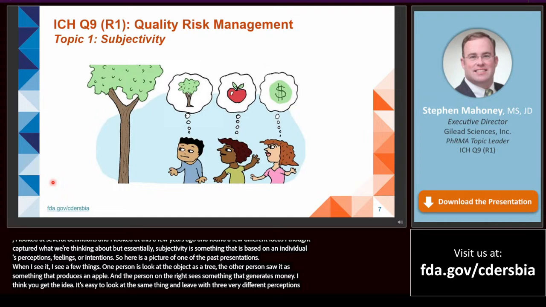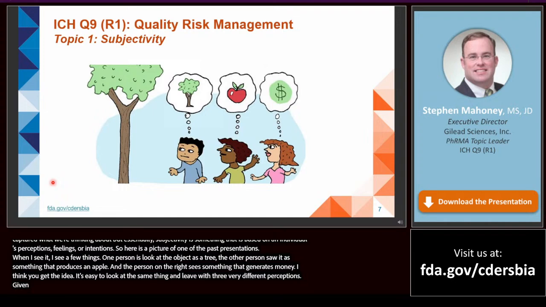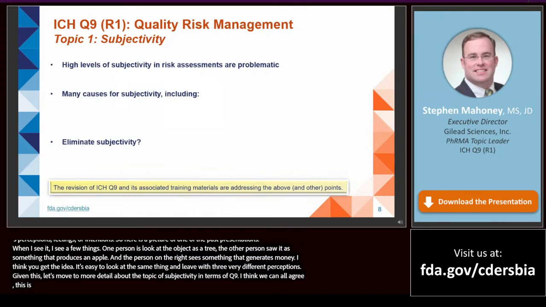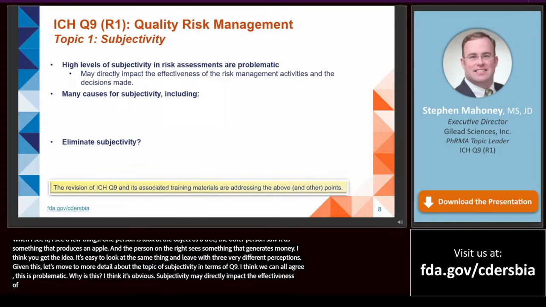Given this, let's move to a little more detail on the topic of subjectivity in terms of Q9. I think we can all agree that high levels of subjectivity in risk assessments in QRM are problematic. And why is this? I think it's pretty obvious. Subjectivity may directly impact the effectiveness of the risk management activities and the decisions made. Again, I don't think this idea is particularly novel to anyone listening to this presentation today.